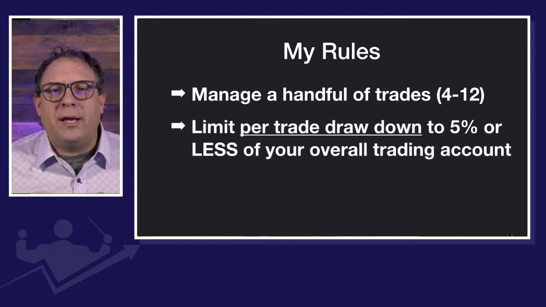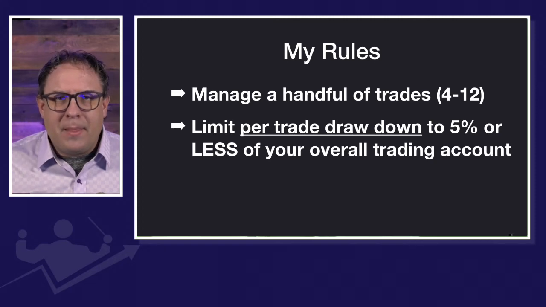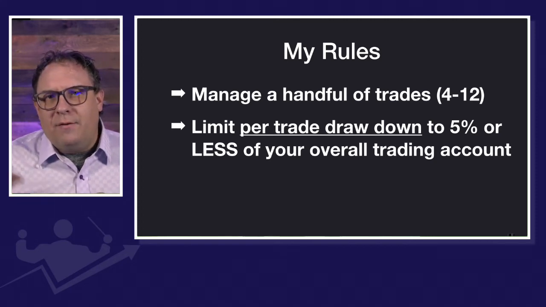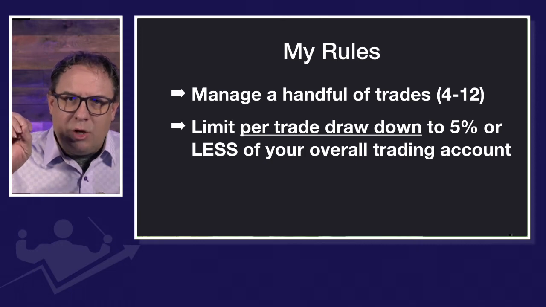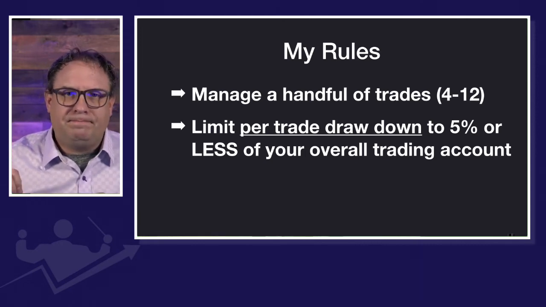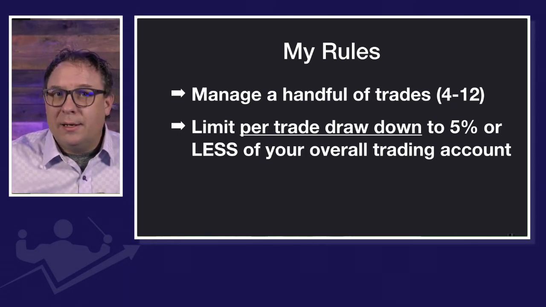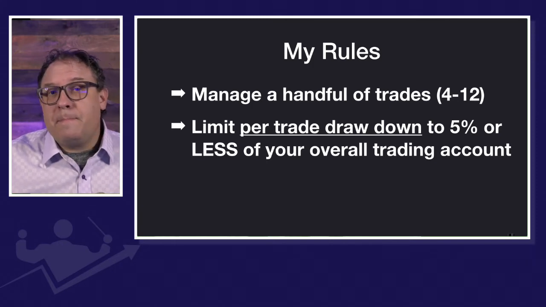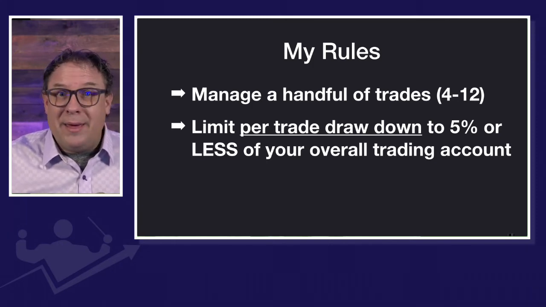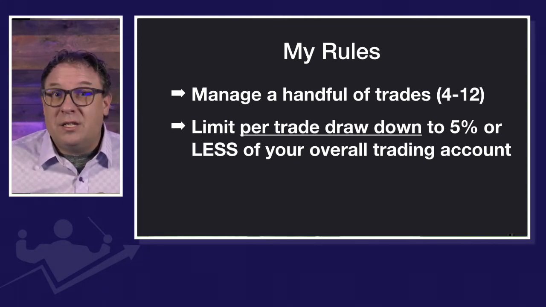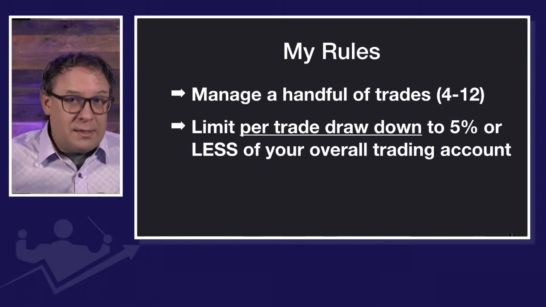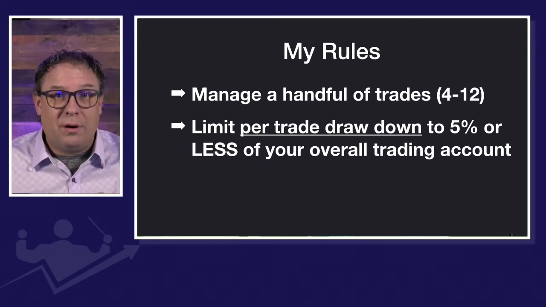Next, limit your trade drawdown to 5% or less of your overall trading account. What do I mean by drawdown? If you've heard me talk about this, it's the difference in your entry and your exit. So if you enter your trade at, say, $100 per share, and your stop might be at $93, that's $7 per share. Say you did 100 shares, $700. That would be your account drawdown. $700 cannot be more than 5% of your overall account.